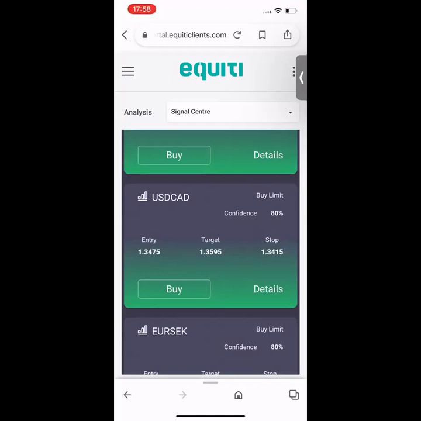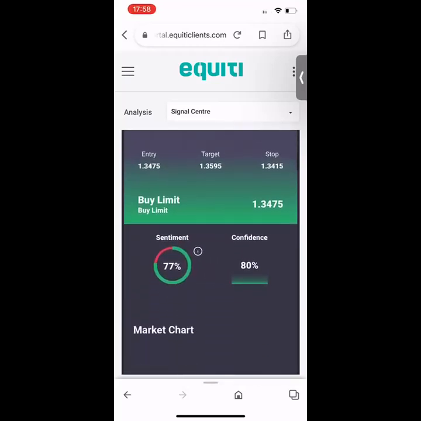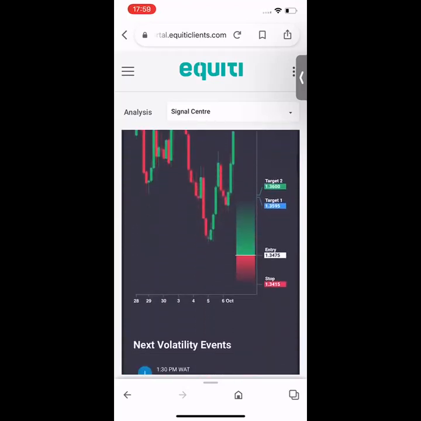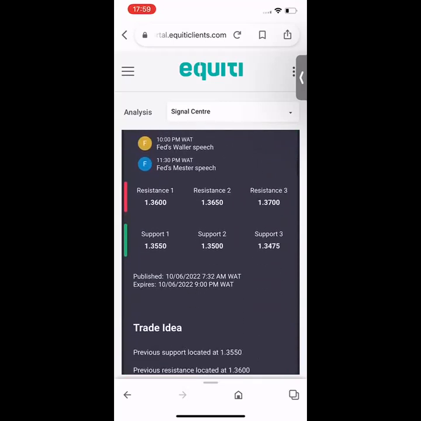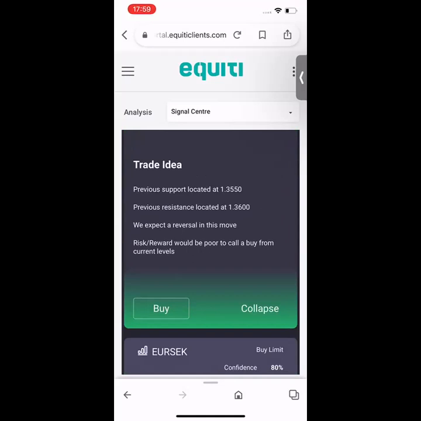Should you want to read a little more about why USD CAD should buy, of course, you can click on the buy limit there and you will see all of this information as well. Okay, next are the volatility events, support and resistance levels, and the trade ideas. We expect a reversal in this move, so the risk to reward will be poor to call a buy from the current level. So you see all that.